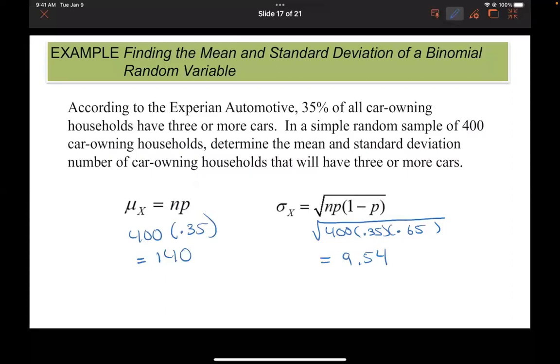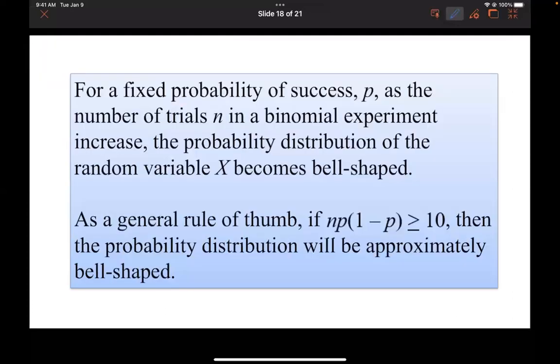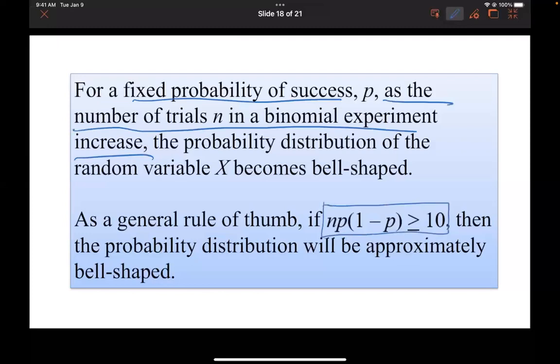Let's do another one or something similar. I think we have questions in a minute about that. So you might have a question like this on your quiz. If we have a fixed probability of success, as the number of trials increases, the distribution will become more bell-shaped. You can't say this is always true. It is true if np times 1 minus p is greater than or equal to 10. Then we can say that it is approximately bell-shaped.